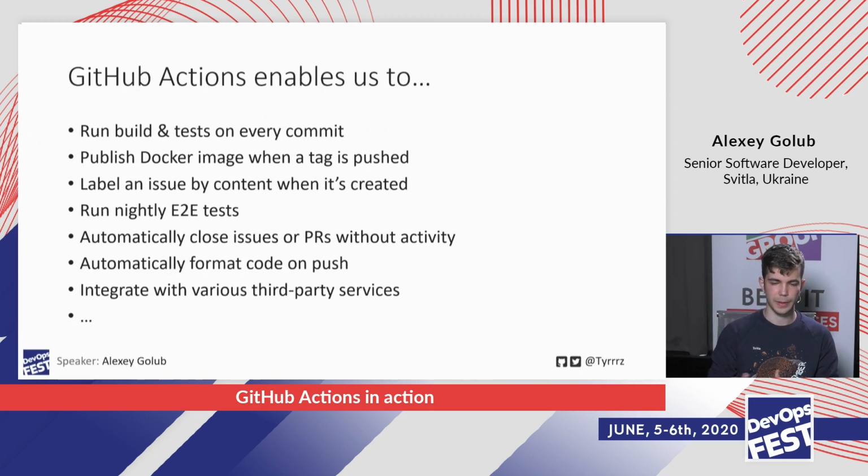Okay, so just to summarize a little bit of this section, let's see what we've learned about GitHub Actions so far. So it should be pretty clear by now that GitHub Actions is not just a CI/CD platform, it's something that enables a wide range of different things. For example, we can use it to run build and test on every commit like you would expect. We can publish Docker images whenever a Git tag is pushed. We can automatically label issues by content when they're created. We can run, for example, nightly end-to-end tests using schedule triggers. We can, for example, have another schedule triggered workflow that would check if some issues or pull requests have been open and without activity for too long and then close them automatically.